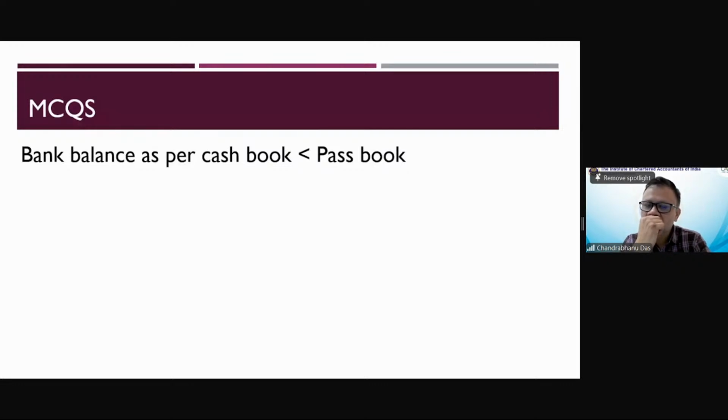If the question starts with the balance as per the bank book, or the bank statement, you have to arrive at the balance as per the cash book. You have to see the nature of the question, and it will be clearly mentioned.